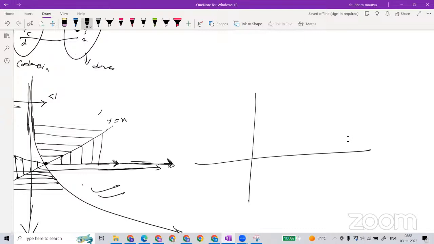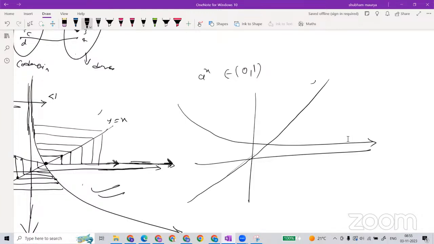See, this is the graph of a^x when a belongs to 0 to 1. And I want to do symmetry along the line y = x. At the start I said this line is y = x, so if the main function lies on the positive side of y, the inverse will also lie on the positive side of x. This is one part.